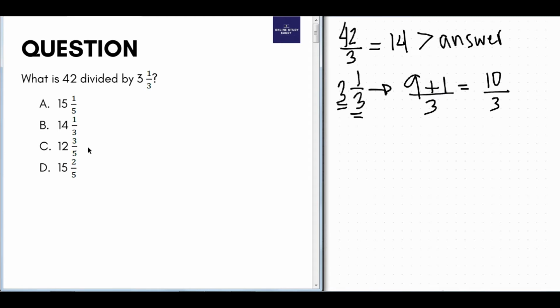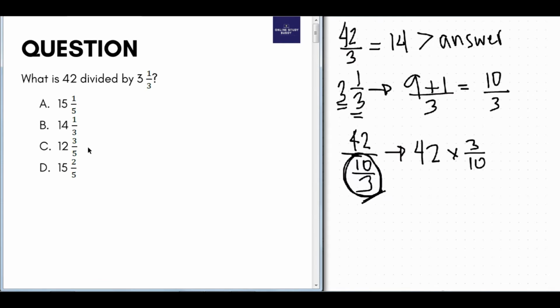Tapos, to perform yung division, 42 divided by 10 over 3, we learned dun sa video natin na pag nagdi-divide ng fraction, similar lang siya kung magmumultiply ka ng reciprocal ng fraction na ng divisor natin. So, in this case, we will have 42 times yung reciprocal ng 10 over 3, which is 3 over 10.